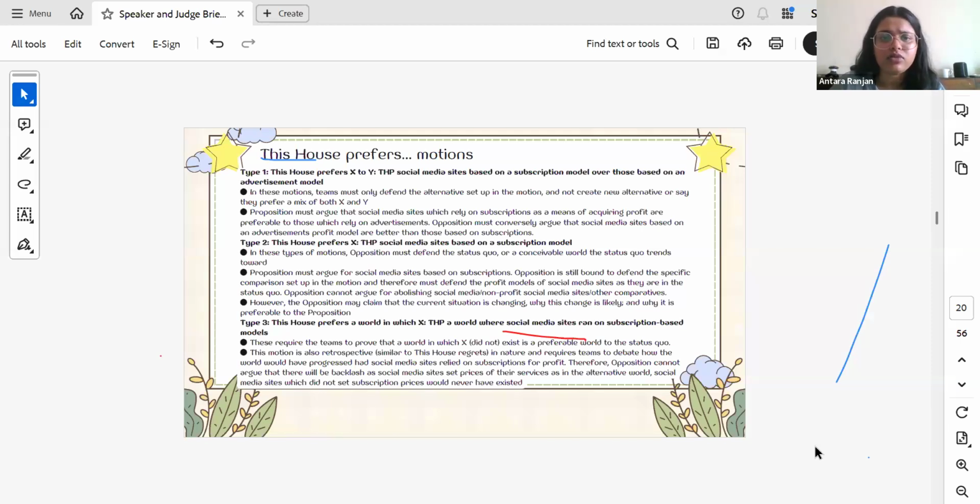Okay, hopefully this is clear, but in all prefers motions, you have to tell us why one thing is better than the other, and whether the other is a new policy that you have to go through or a world that you have to create, right? So whether it's the status quo or a new world that you imagine alternatively, it's always talking about why one thing is better than the other, right?